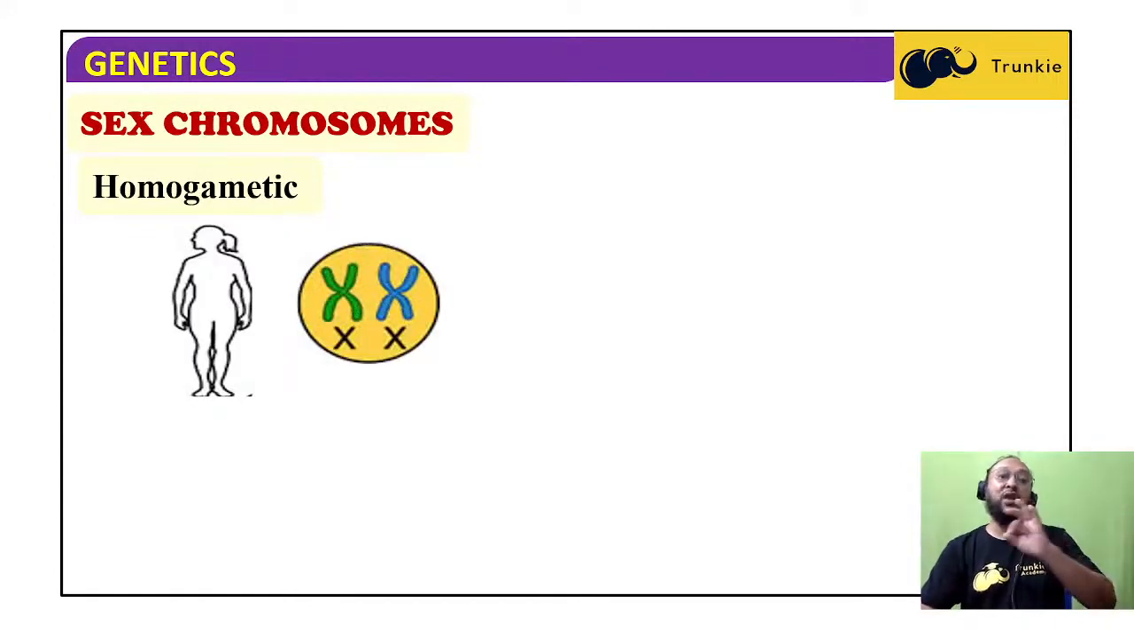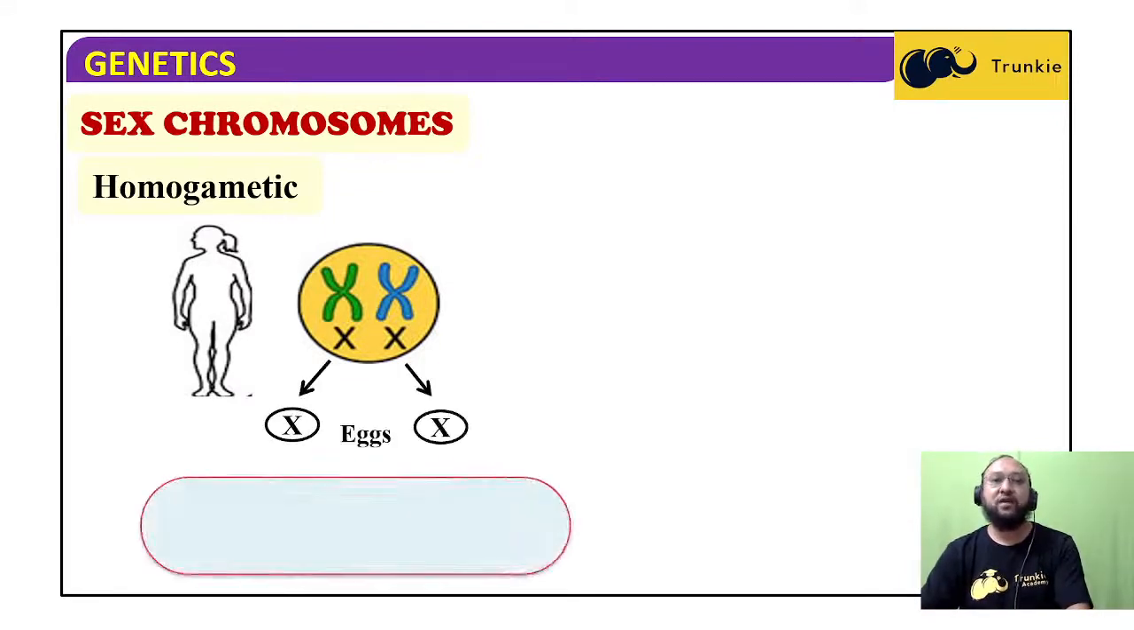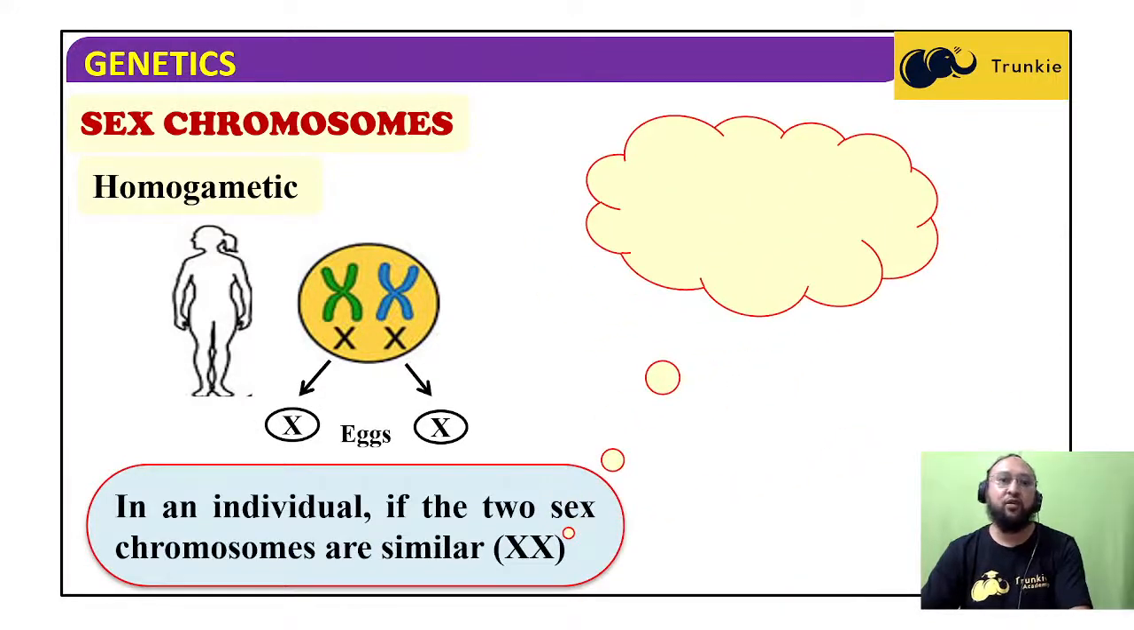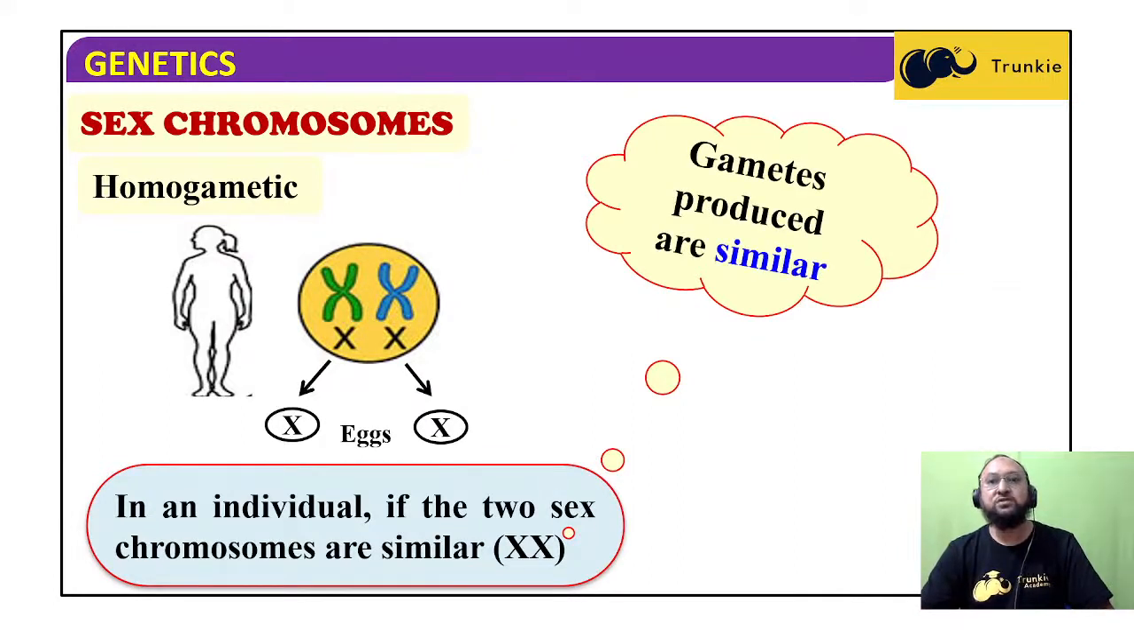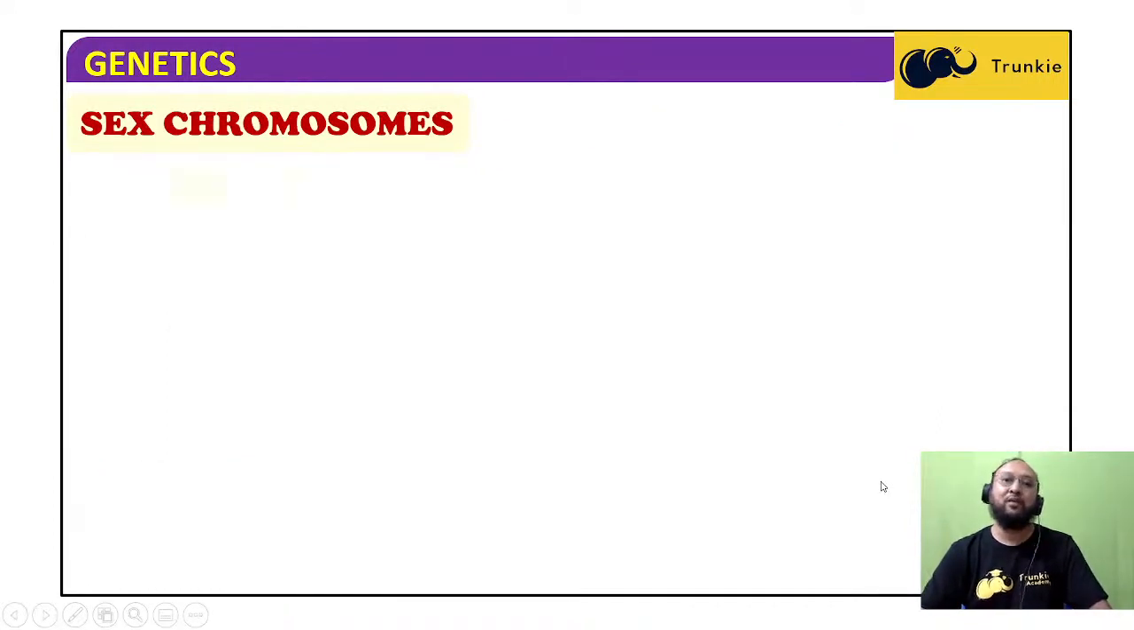Females are homogametic. I told you they will produce only one type of gamete, with the X chromosome only. But the males are heterogametic. In an individual, if the two sex chromosomes are similar, then they are called homogametic. The gametes produced are similar. All the gametes will have X chromosomes only, so they are called homogametic.